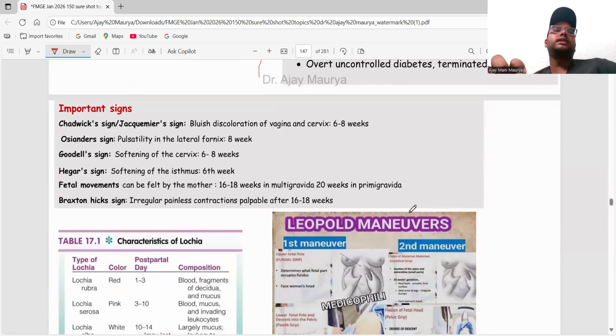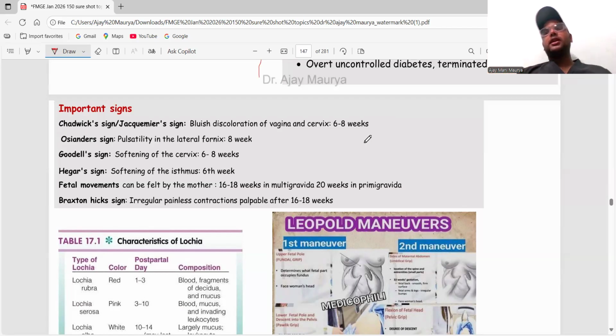Next, these are the important signs. So last time they asked the Hegar sign. Hegar sign is already in our exam. So remember here, it's already in our exam. So okay, the Chadwick sign, also called the Jacquemier sign. This is the bluish discoloration of the vagina and cervix at 6 to 8 weeks.